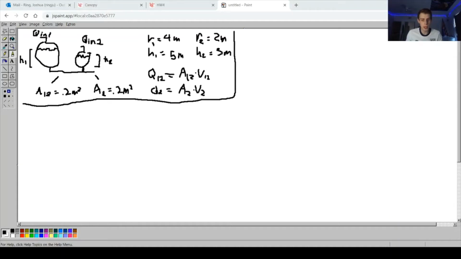All right, here we have homework 4. This will be part A. So as you can see, we have two tanks right here, tank 1 and tank 2. These are both spherical tanks that are open to the atmosphere.